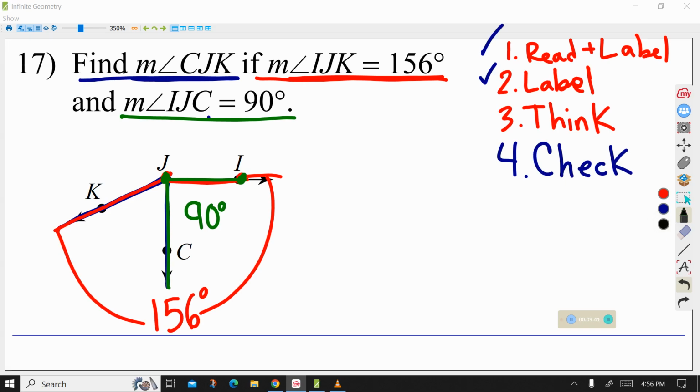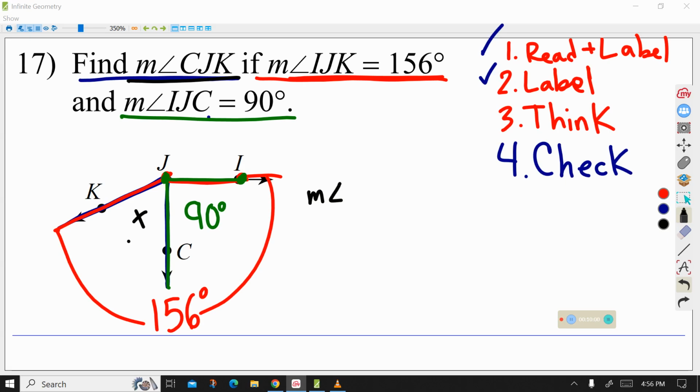So the part that we want to find is our CJK. Okay, so we can go put an X for that if we want to go figure out what this is. All right. The idea of the angle addition postulate. Okay, first we're going to write it in the most complex way we could. Okay, so what we're going to do is add up the 2 pieces.